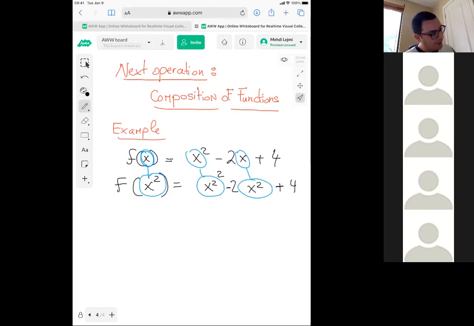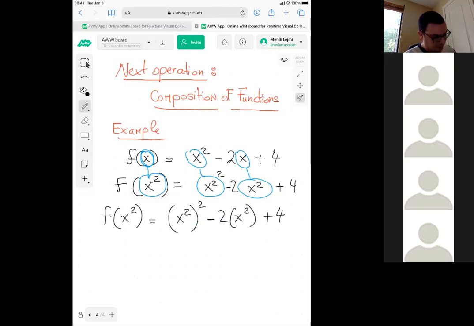Okay, so now guys, you should think of the circles, the blue circles, as parentheses. So this f of x squared is like x squared in parentheses, with another square outside the parentheses, minus 2, then parentheses x squared, and then plus 4. All right. Now, guys, this f of x squared would be x squared, squared.